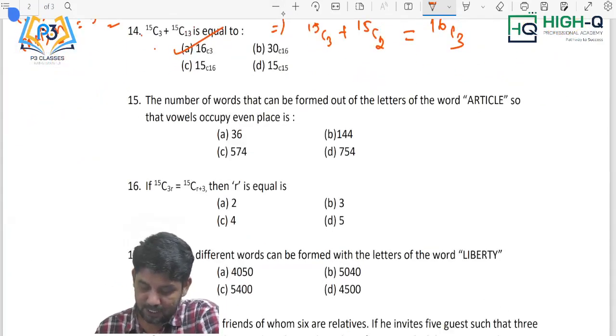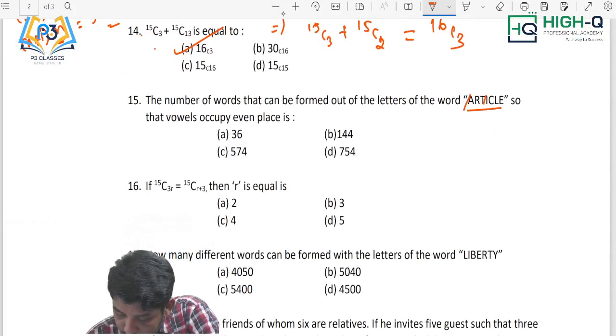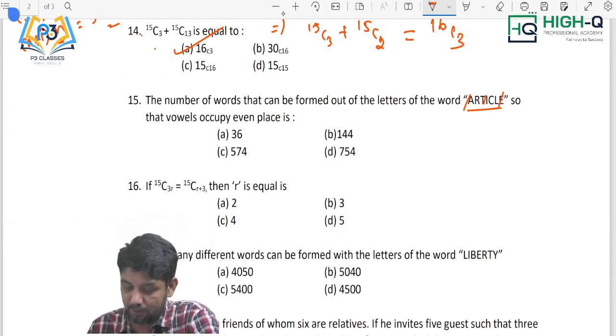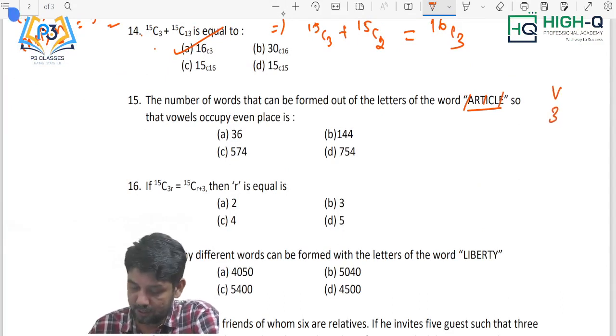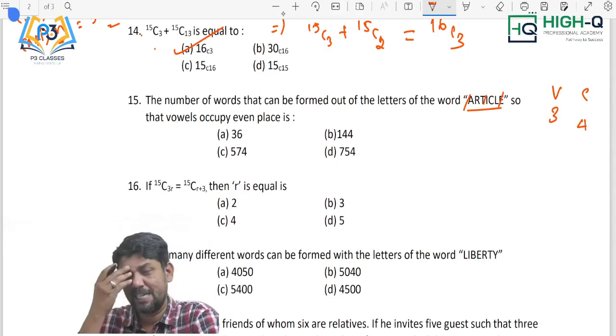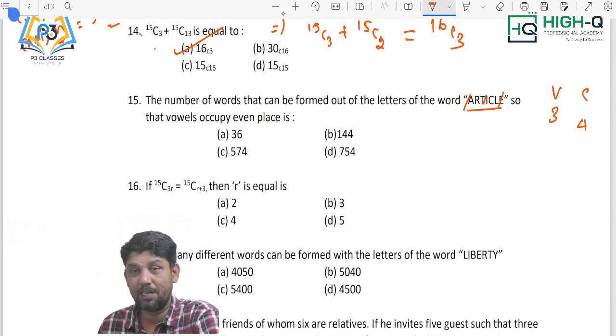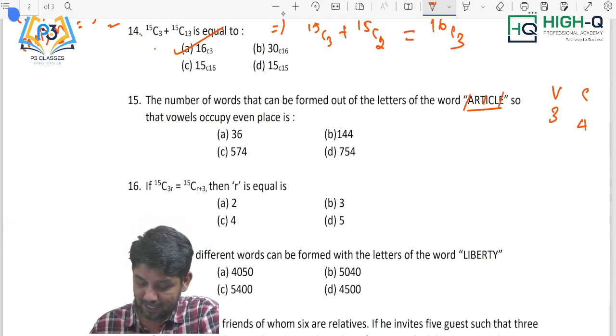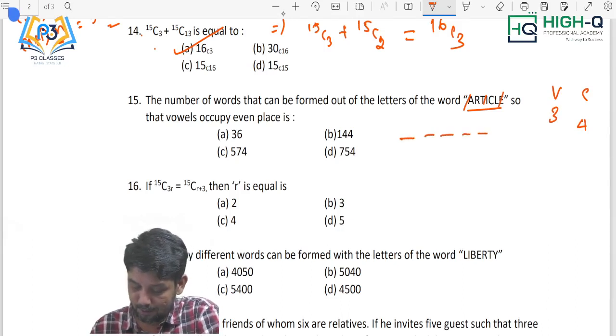The number of words that can be formed out of the letters of the word ARTICLE so that vowels occupy even places. How many vowels are there? 3 vowels are there, 4 consonants. Recently we did a similar type of sum, but it's vice versa. But the answer remains the same. So there are 4 odd places and 3 vowels. So remaining 4 factorial, which is equal to 576.